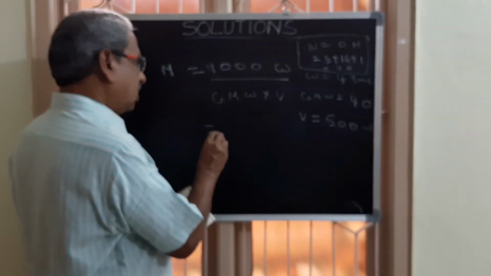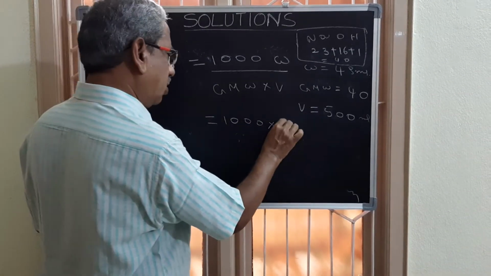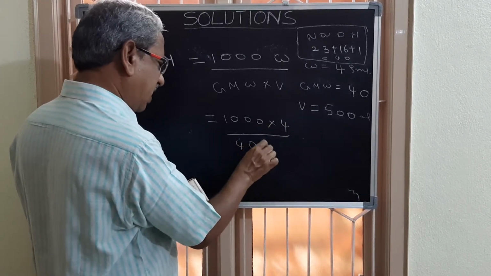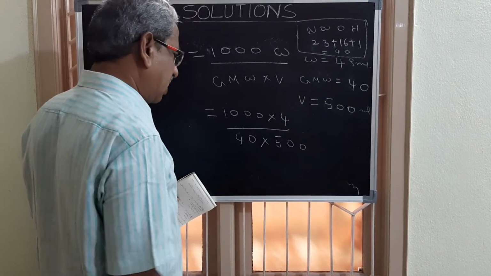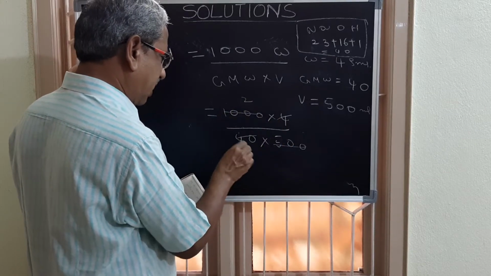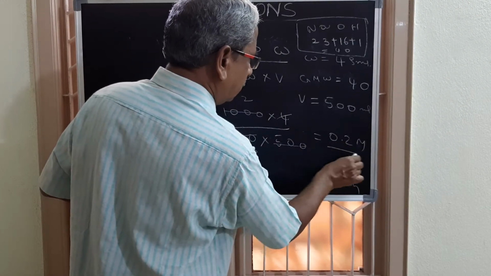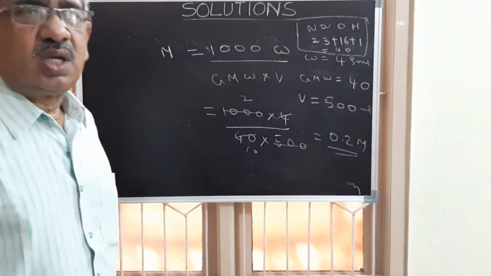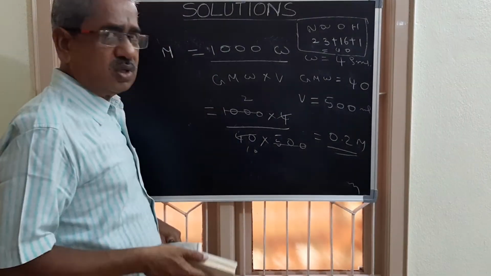On substituting in the above formula, M is equal to 1000 into 4 by 40 into 500. This is 2 by 10, 0.2 M. Therefore, the molarity of the solution is 0.2 M. Okay, is it clear?